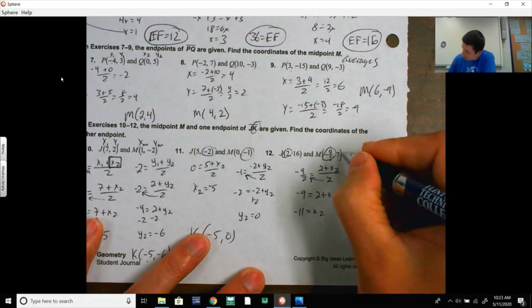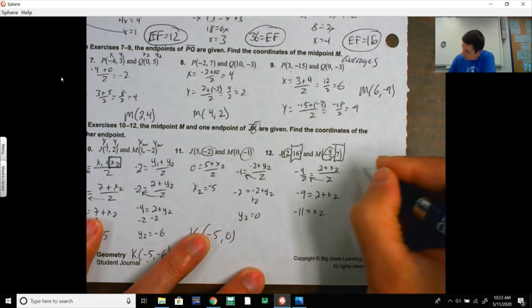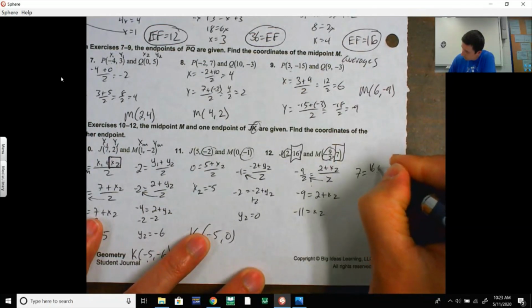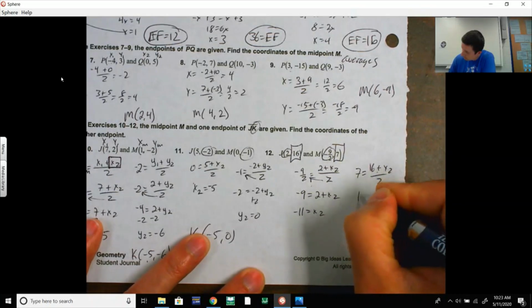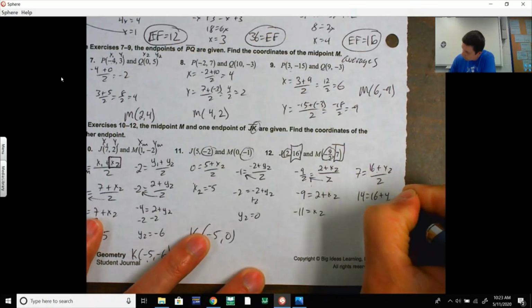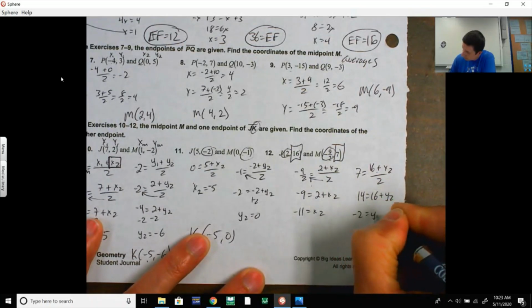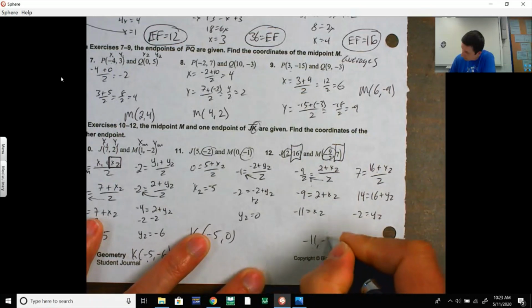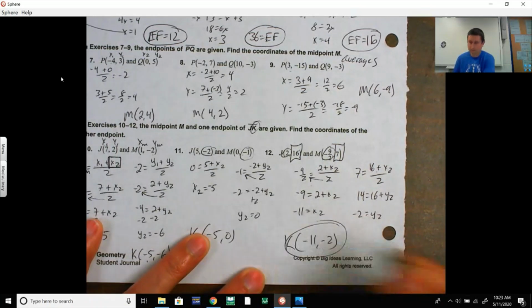And for the y's, we have a 7 and a 16. So 7 equals 16 plus y2 divided by 2. So 14 equals 16 plus y2. Negative 2 equals y2. So negative 11, negative 2. That'd be point K.